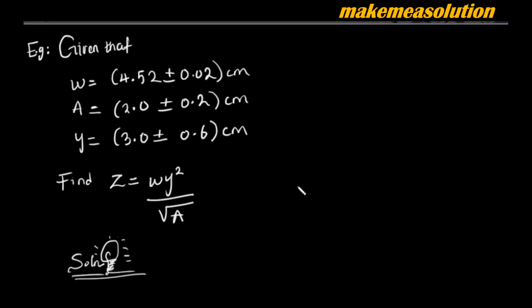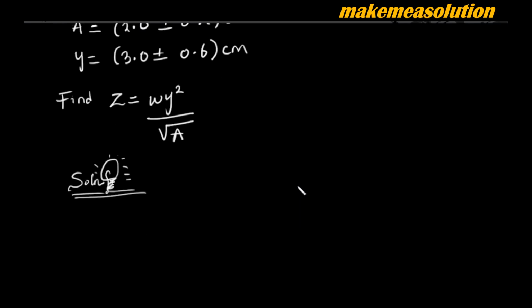Hello guys, welcome to this video, and for a final time we're going to be solving a practical problem on error. So we are given this complicated looking problem. We're given W to be 4.52 plus or minus 0.02 cm, A is 2.0 plus or minus 0.2 cm, Y is 3.0 plus or minus 0.6 cm, and we are asked to find Z equal to wy square over square root of a. So how exactly do we go about that?